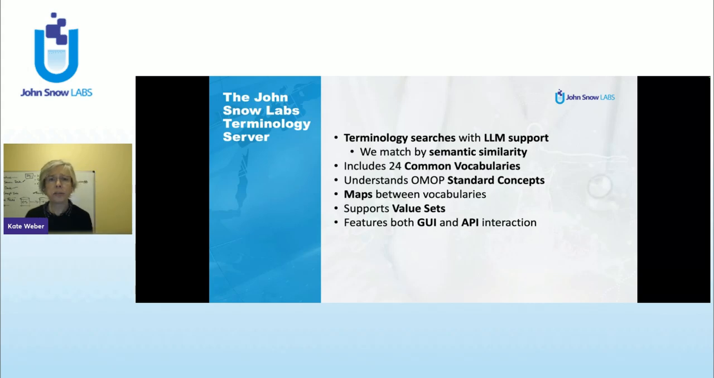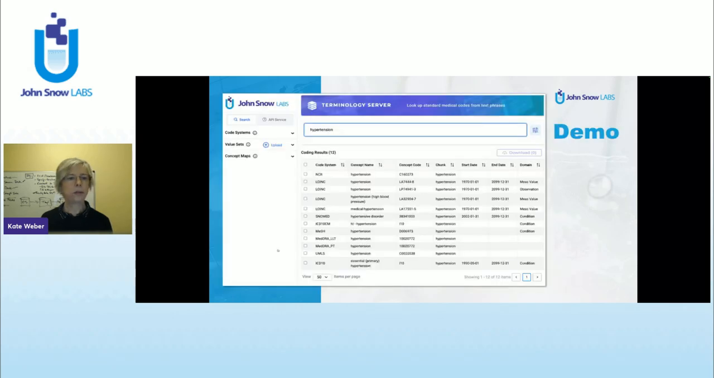The terminology server has 24 common vocabularies loaded on board that we keep up to date. It understands when something it's presenting to you is an OMOP standard concept, which really matters if you are building mappings in the OMOP world. We do mapping between vocabularies. We can have custom value sets, and it has both a graphic interface and API-based interaction. So let me show you our server.